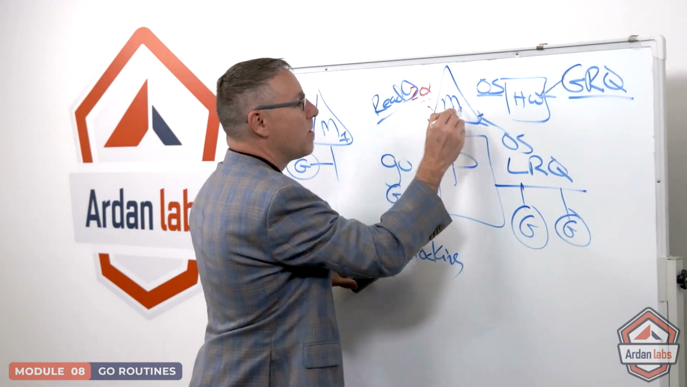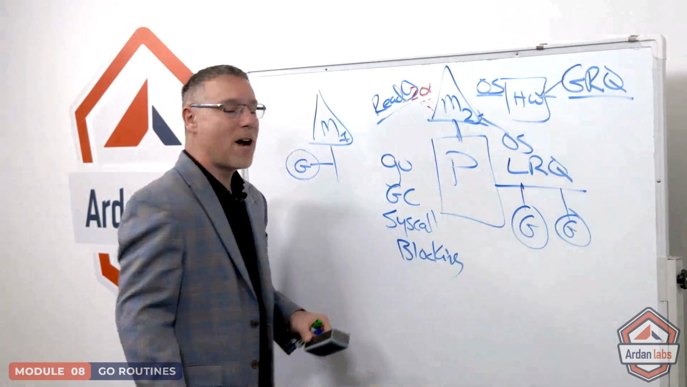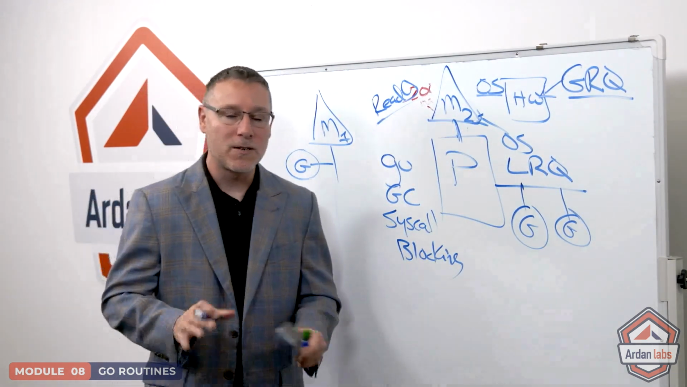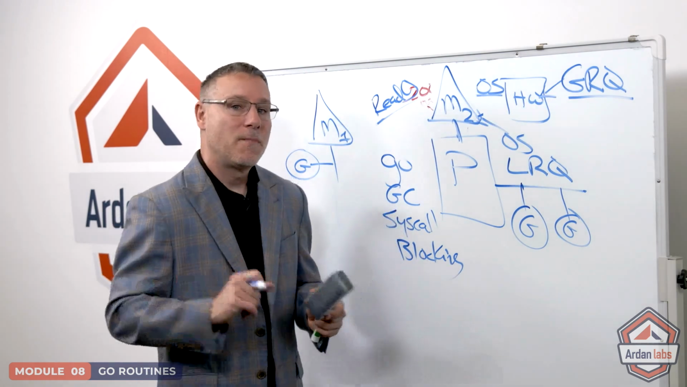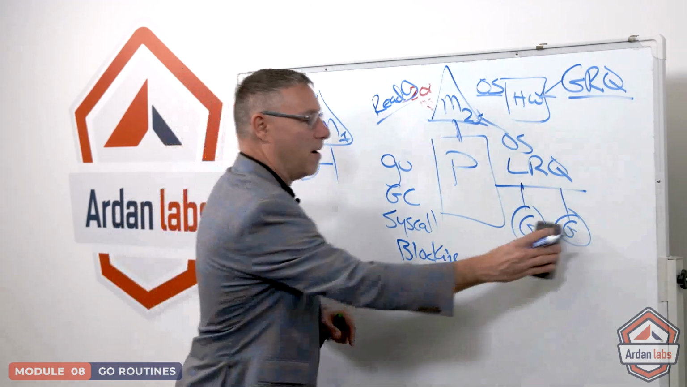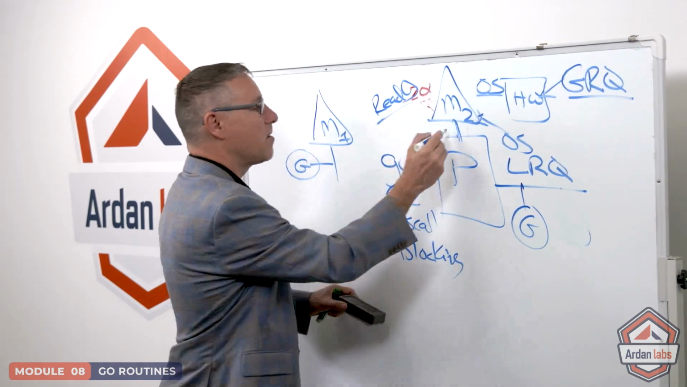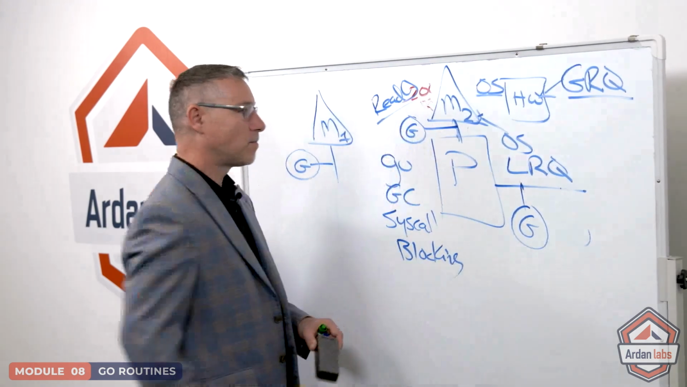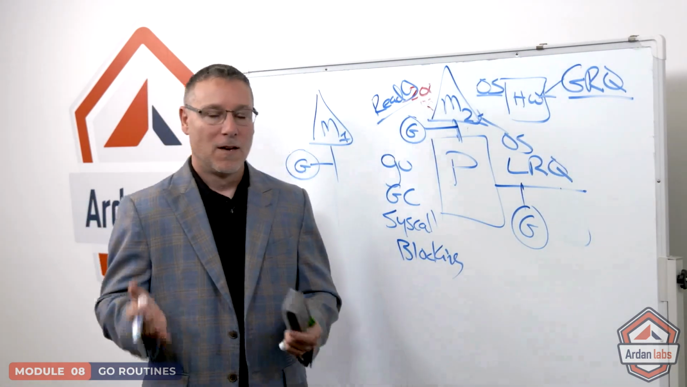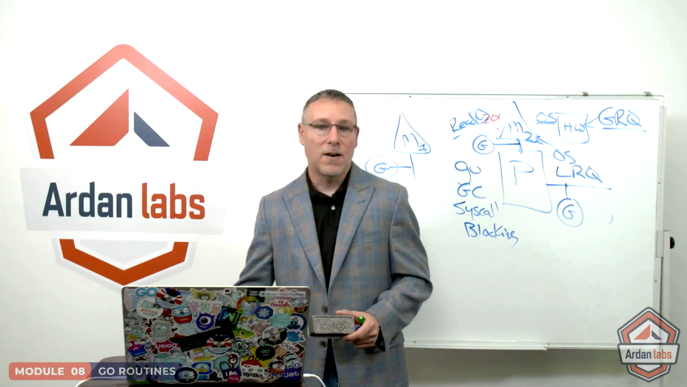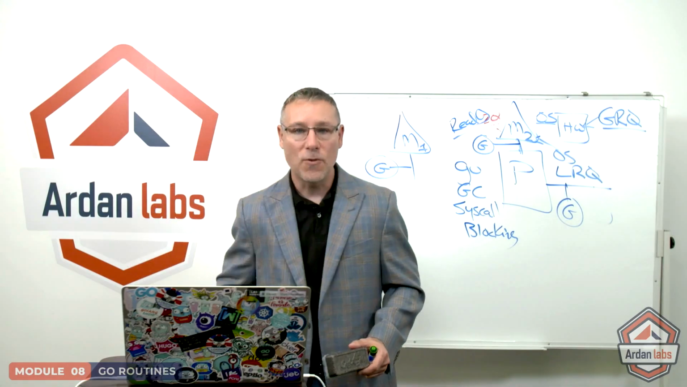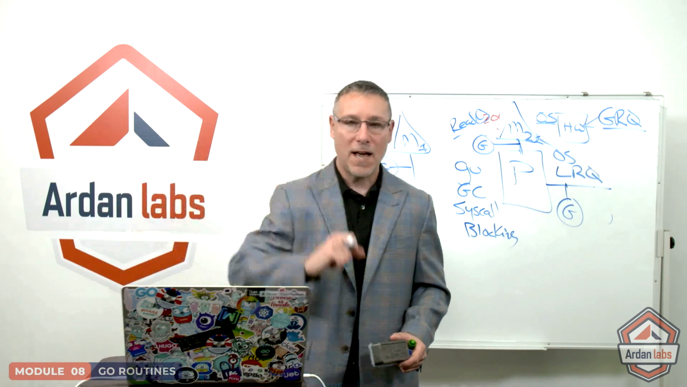Well, we're going to bring in a brand new M. Now, if we already have an M that's parked, brilliant, we'll just bring it in and get it going. But if we don't, we'll have to create one. And now what we can do is take another G off the queue and get it running. So we're still able to get a lot of work done here. It's just that we have to create a new thread in this case to make that happen.